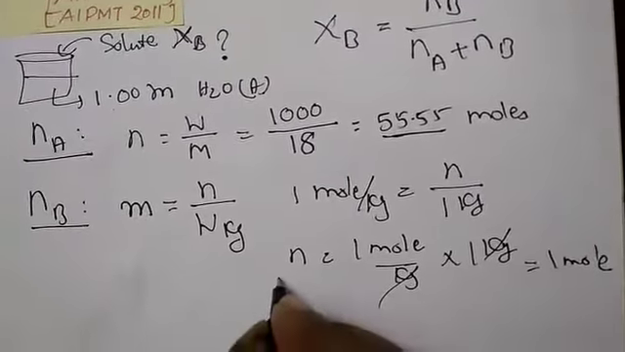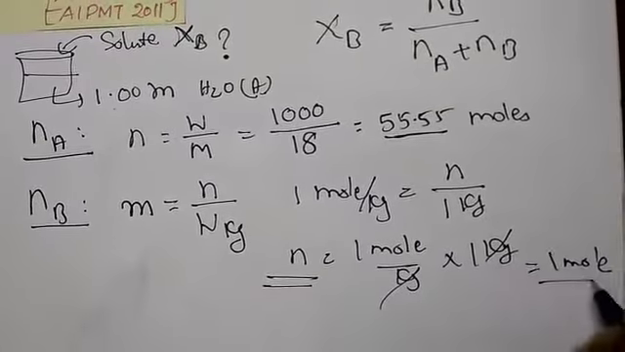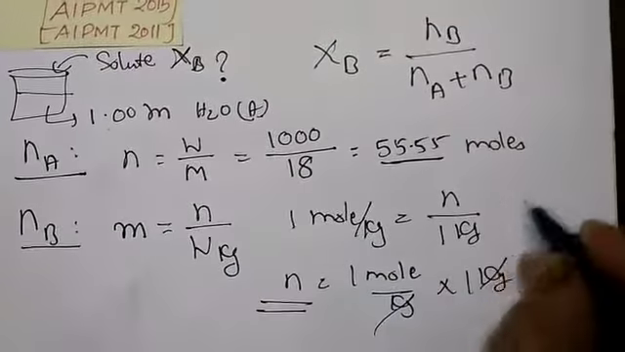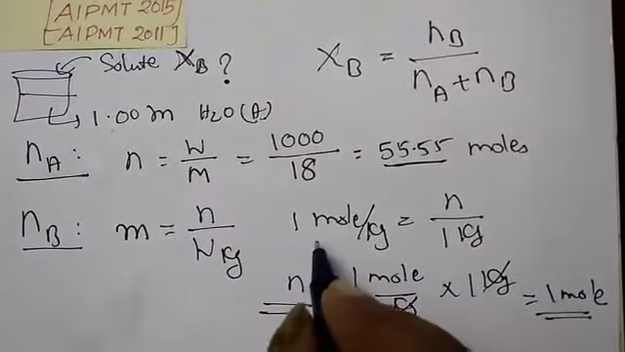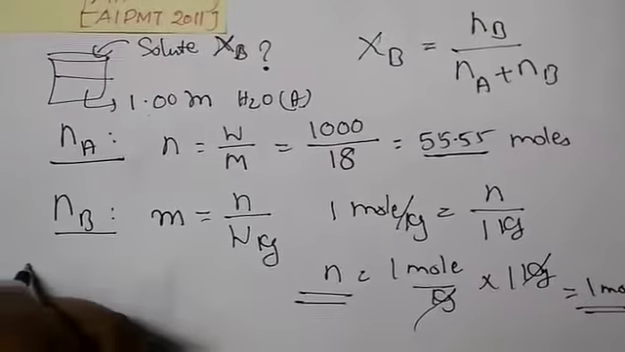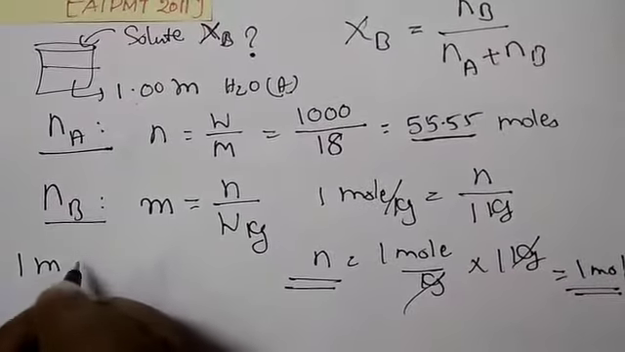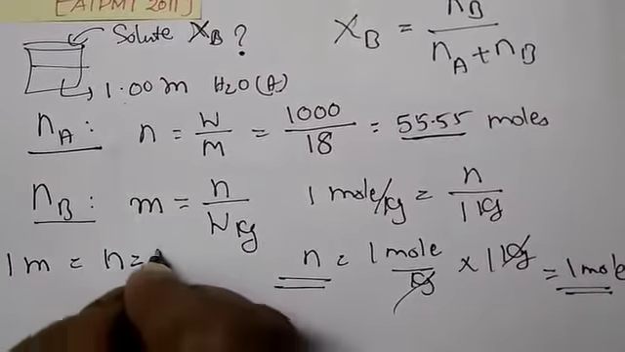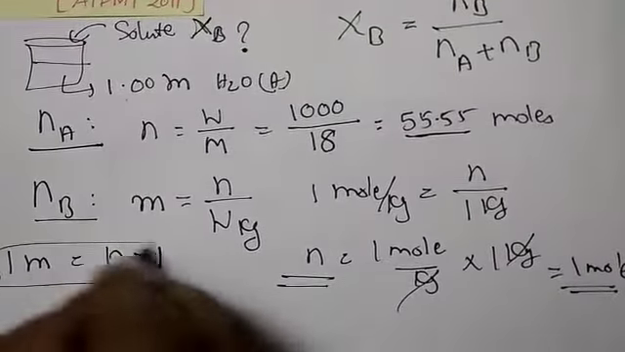So what is understood is that the number of moles of the solute, for a 1 m solution, is 1 mole. What I want to say is that if it is 1 molal, it is understood that the number of moles is equal to 1. So this knowledge should be in your mind.